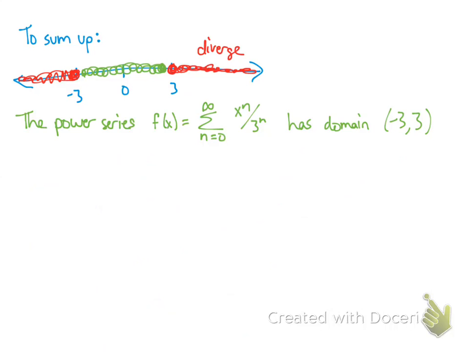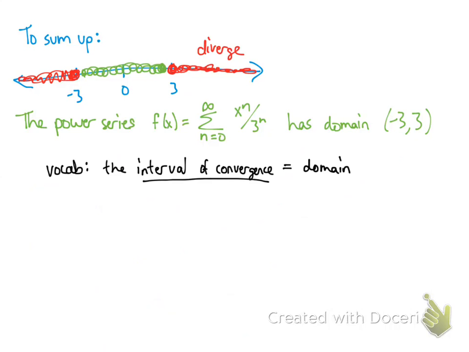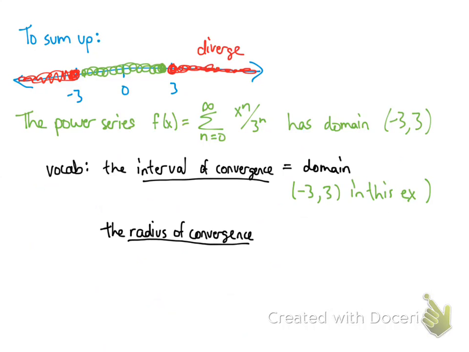That's interval notation. Some vocabulary associated with this: the interval of convergence is another name for the domain. That is the interval where those x values make the series converge. That's the domain of the function. Sometimes it's more convenient to talk about another thing called the radius of convergence. The radius of convergence is what you get if you measure from the middle of the domain, the middle of the interval of convergence, to the edge. So it's the distance from the center of the interval to the edge of the interval.